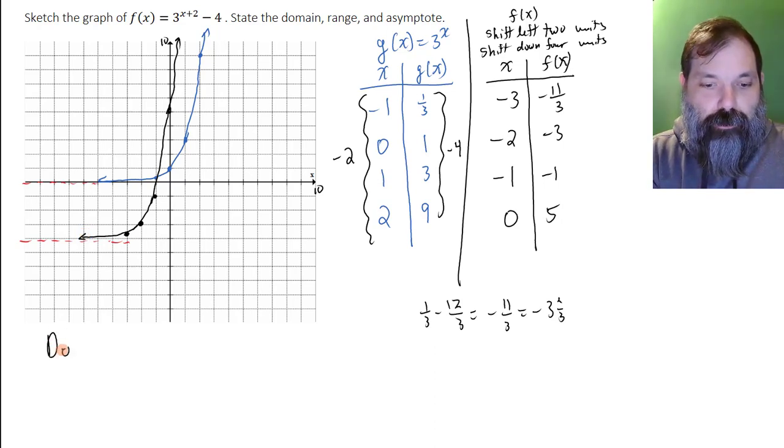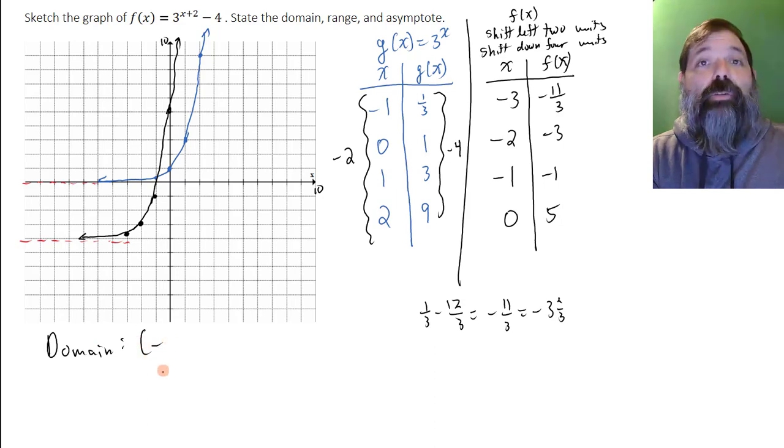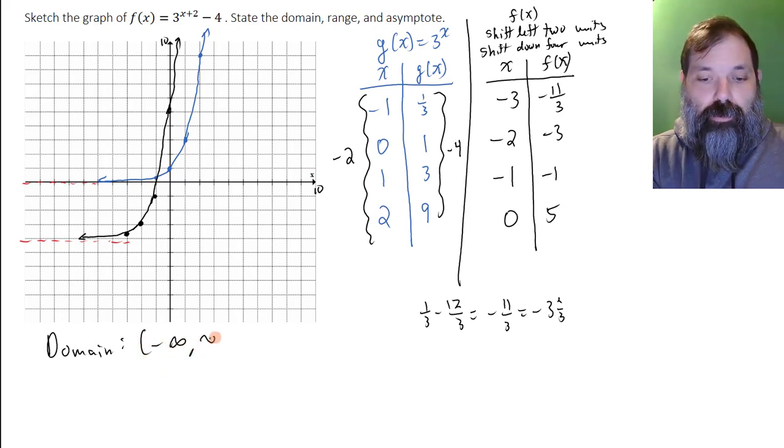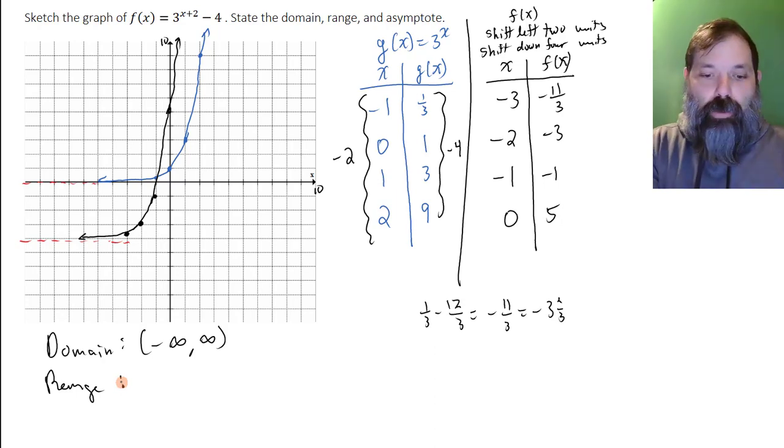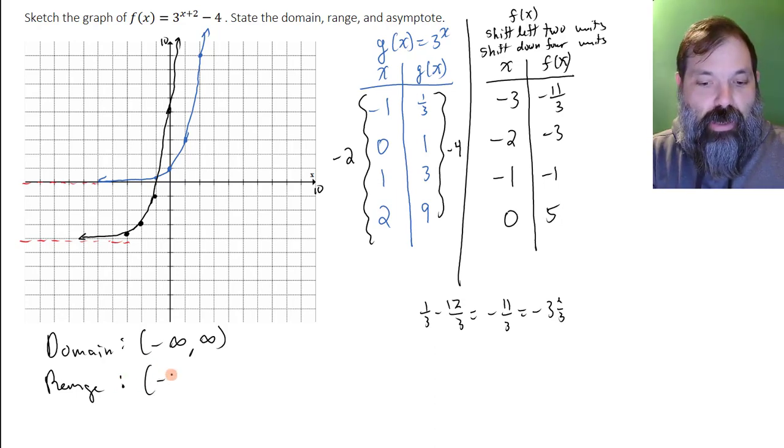The domain of the function is all real numbers. I'll write that in interval notation as -∞ to infinity. The range of the function. All right, so the range, the outputs, we can go right up to, but not include -4, and then we can go to any values higher. So the range is from -4 to infinity.